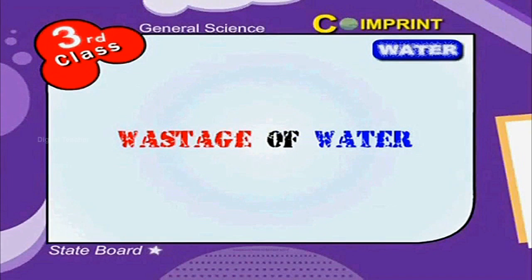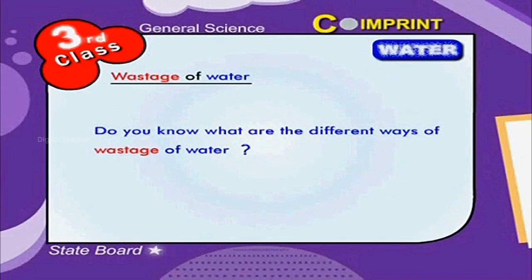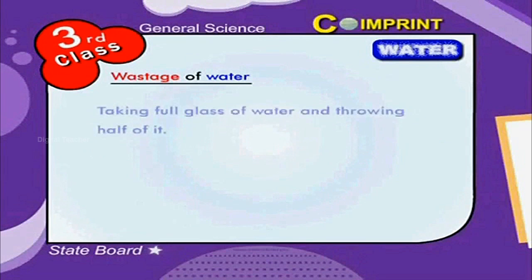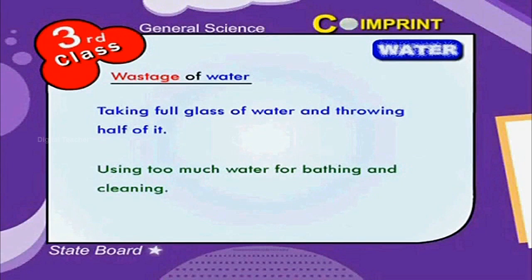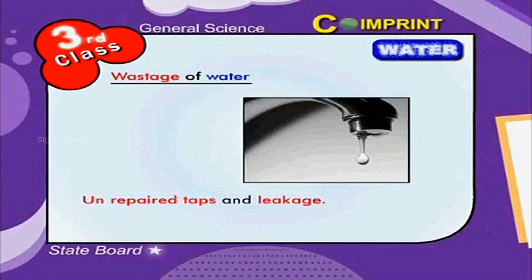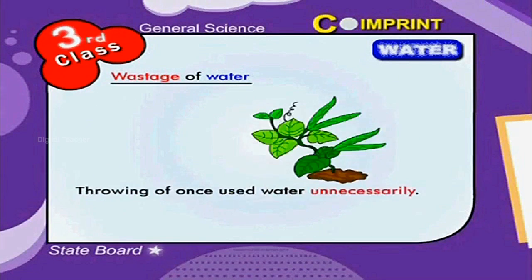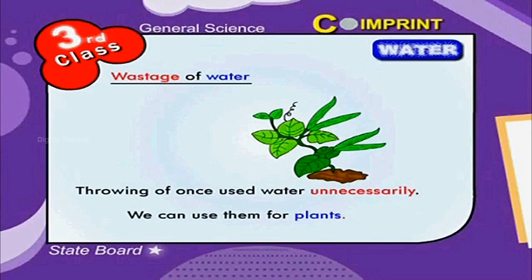Wastage of water. Do you know what are the different ways of wastage of water? Taking a full glass of water and throwing half of it. Using too much water for bathing and cleaning. Unrepaired taps and leakage. Throwing off once used water unnecessarily. We can use them for plants.